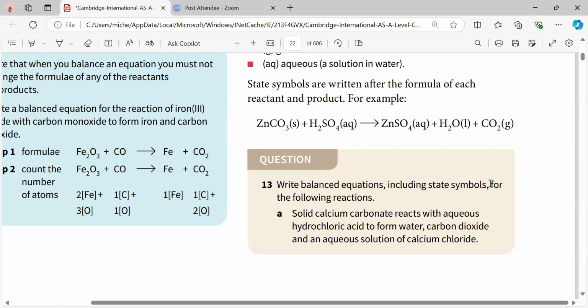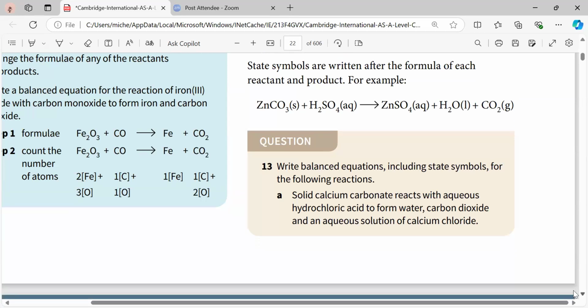Okay, so if you have no questions, we can move on to question number 13. But if you have any questions, it's okay. You can just ask right away. So we're going to do only one, since we are still in chapter one. Once again, we need to move on to the next part. So we're going to write a balance equation.